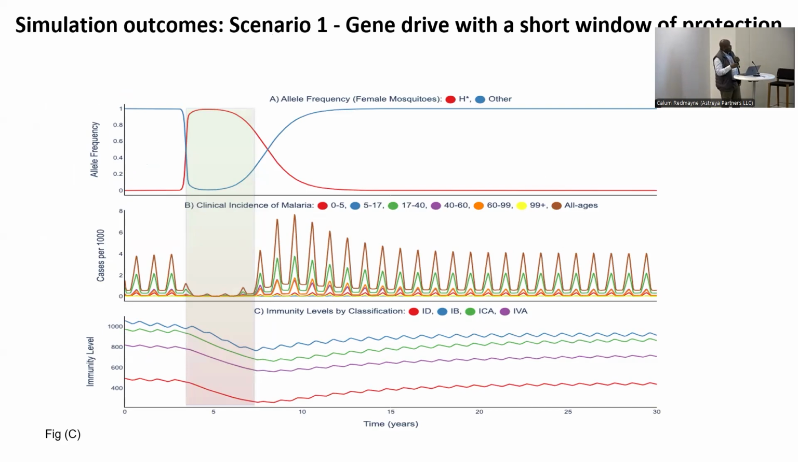From the parameters, we then fitted them all on the model. We had two scenarios in this study. One was to see the effects of a gene drive that has a short window of protection. When I talk about the window of protection, I mean the coverage over which the gene drive will be effective. So I will walk you through this diagram.